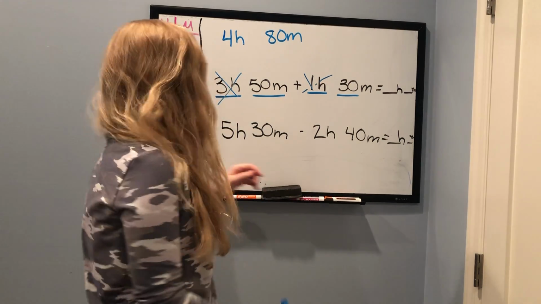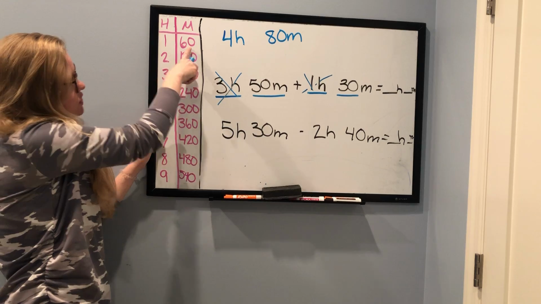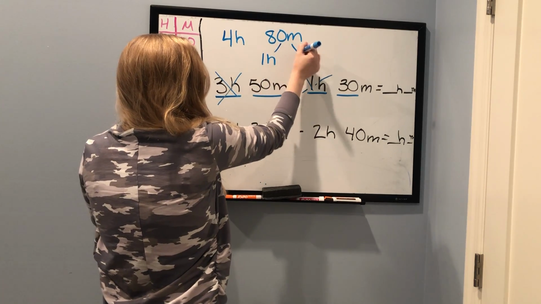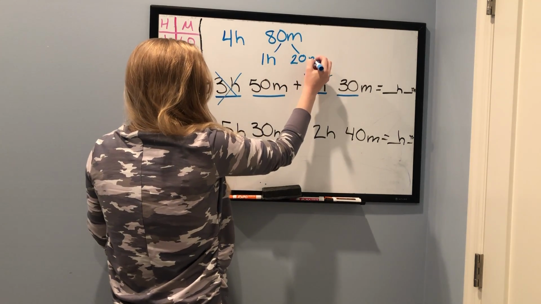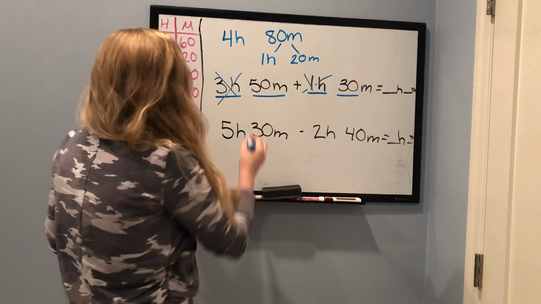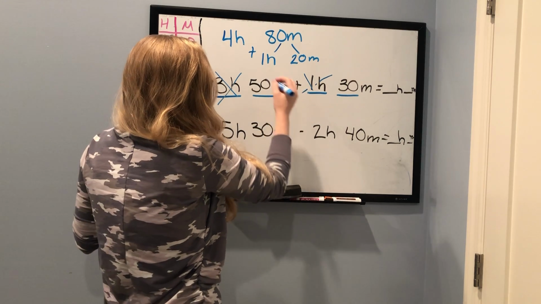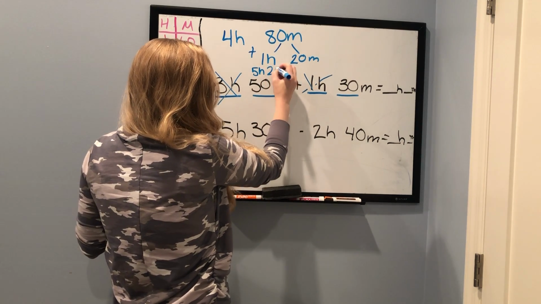Remember, we have 60 minutes in an hour. So this actually is 1 hour, and then the difference between 60 and 80 is 20 minutes. Okay, are you with me? Now you need to add the hours. So that's 5 hours, 20 minutes.